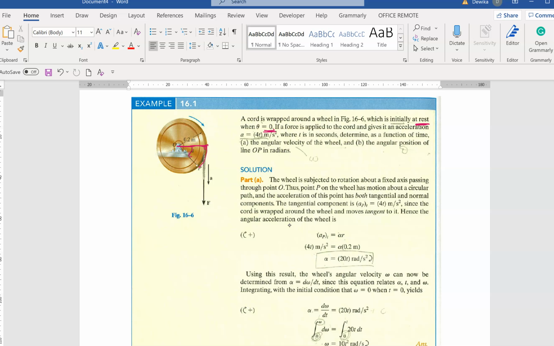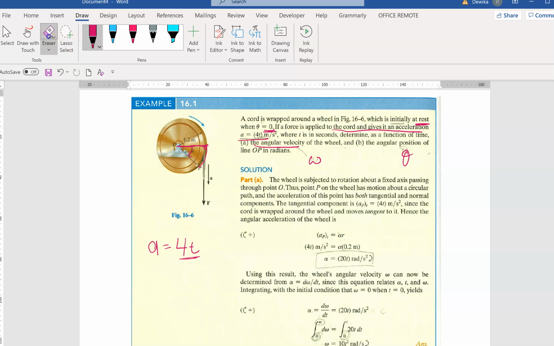If the force applied on the cord gives an acceleration of A equals 4t, look at that, it is not a constant value. It is in the form of time, where t is in seconds. Determine the function of time. So they want you to calculate the angular velocity, omega, and the angular position, theta. That is what the question requires you to do. I'm just going to erase all this. Now let's look at the working.